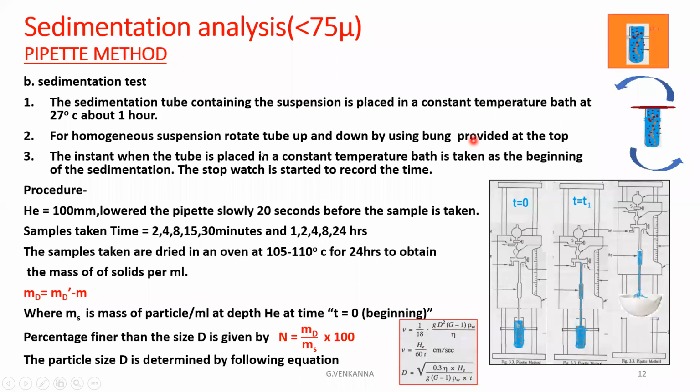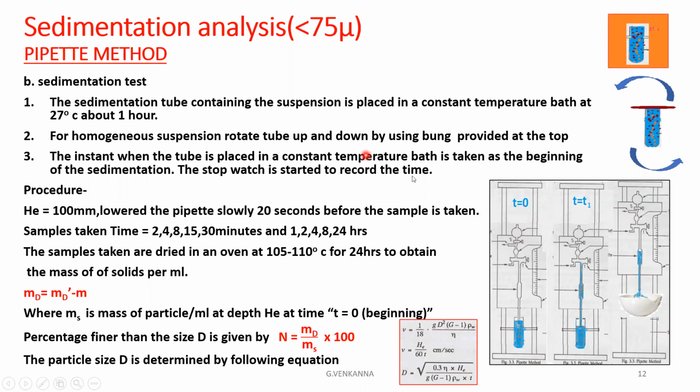At that instant, after this process is completed, we have to keep the constant temperature at the same place, like 27 degrees centigrade. After this process is completed, the stopwatch is started to record the time. So after the up and down process, we start the stopwatch.